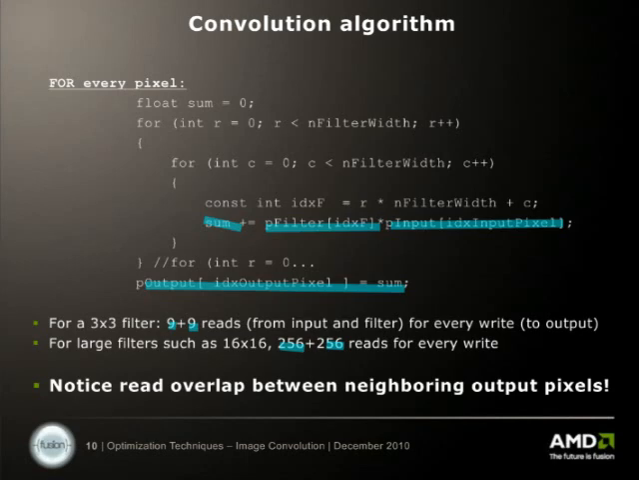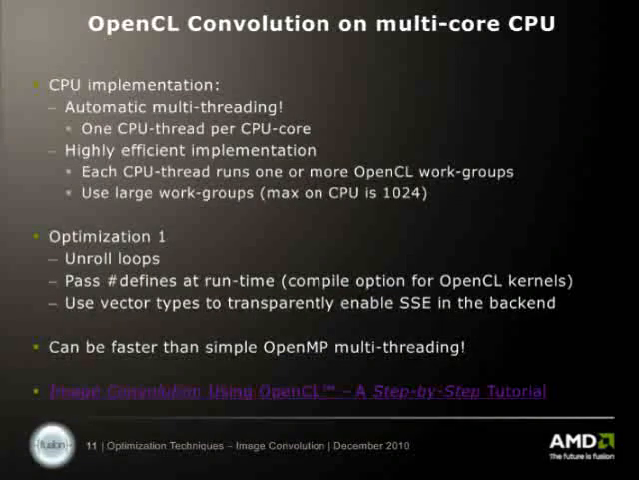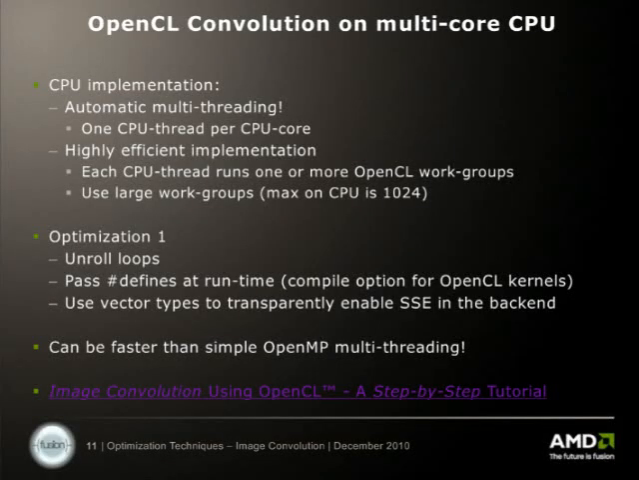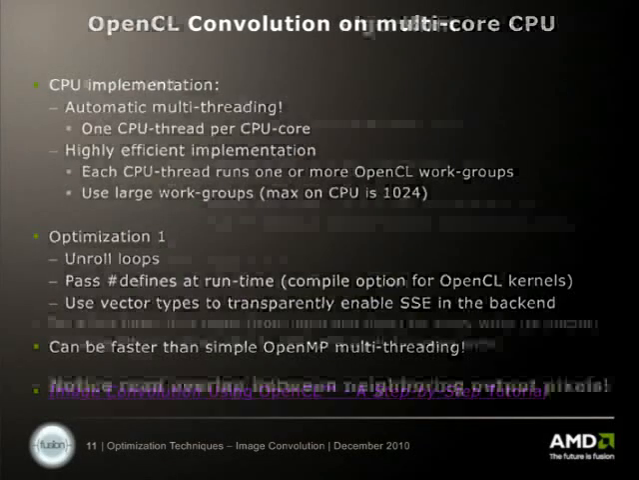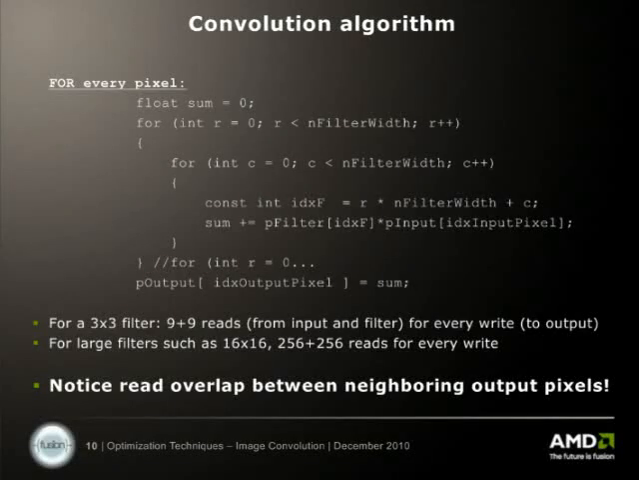Now the key thing to note is that as you move around the mask, there's a lot of overlap between neighboring pixels. For example, if you have a 16 by 16 filter and you move from one pixel to the next by one column, of those 256 pixels, only 16 are new. All the other reads are the same. So at some point, the optimization will involve reusing this particular data. Okay, now let's move on to the CPU optimization.